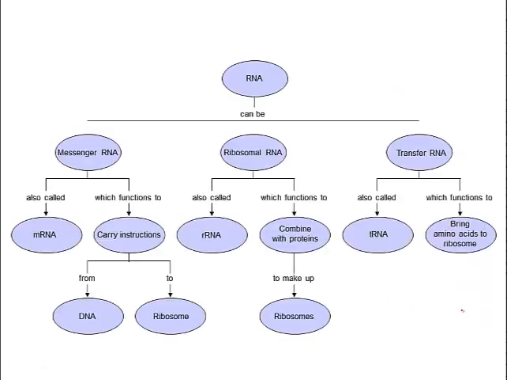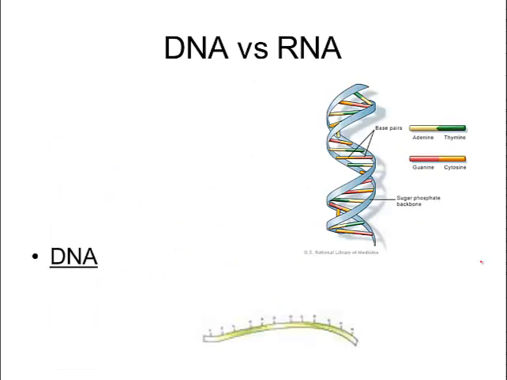Okay, so here's something that shows you a breakdown of your 3 different types of RNAs. So there's your messenger RNA, right? Also called mRNA, it carries instructions from DNA to the ribosomes. Okay, ribosomal RNA combines with proteins to make up your ribosomes. Okay, transfer RNA is going to bring the amino acids to the ribosomes so that they can become the correct proteins.